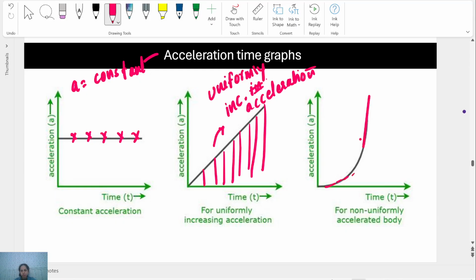For a small duration of time, the acceleration increases very steeply. So this is a non-uniform increase of acceleration.